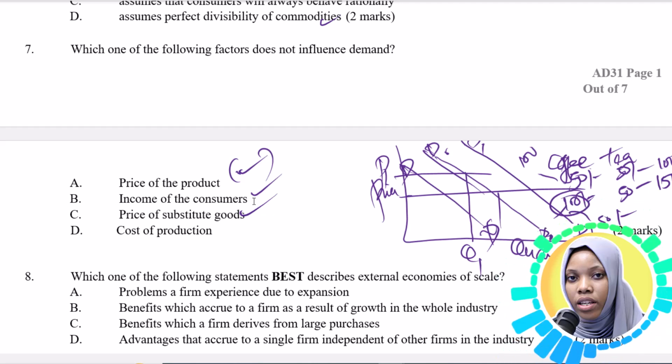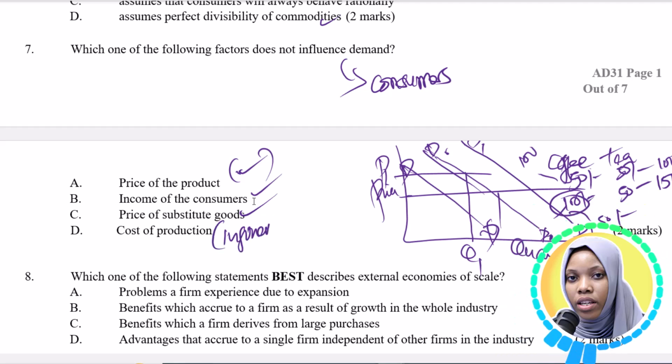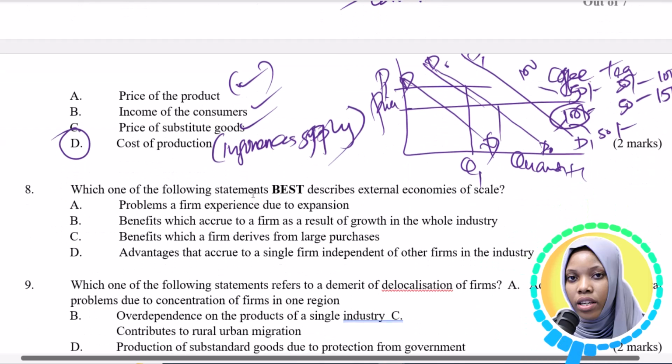Cost of production, the consumers, because demand talks about consumers, don't care so much about the cost of production. This mostly influences suppliers, it influences supply. So our best choice for question number 7 is choice D. Cost of production does not influence demand of goods and services.